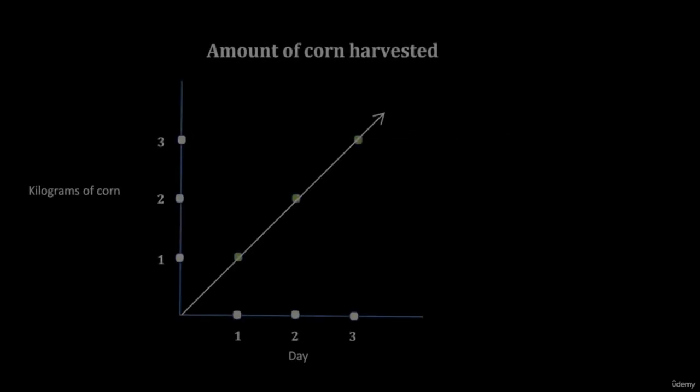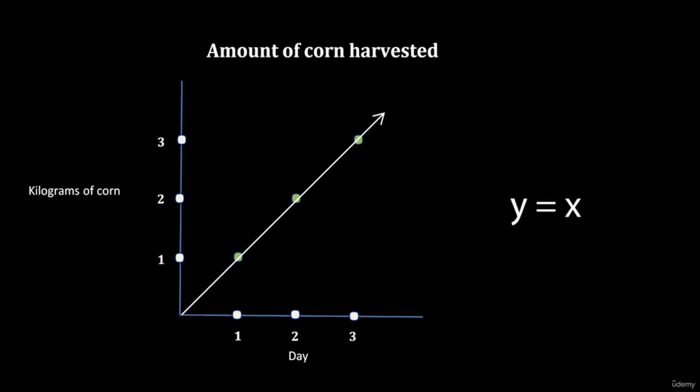If he harvests 1 kg in 1 day, 2 kg in 2 days, and 3 kg in 3 days, we could model the amount of corn that he harvests as y equals x, where the amount of corn harvested directly maps to the number of days.